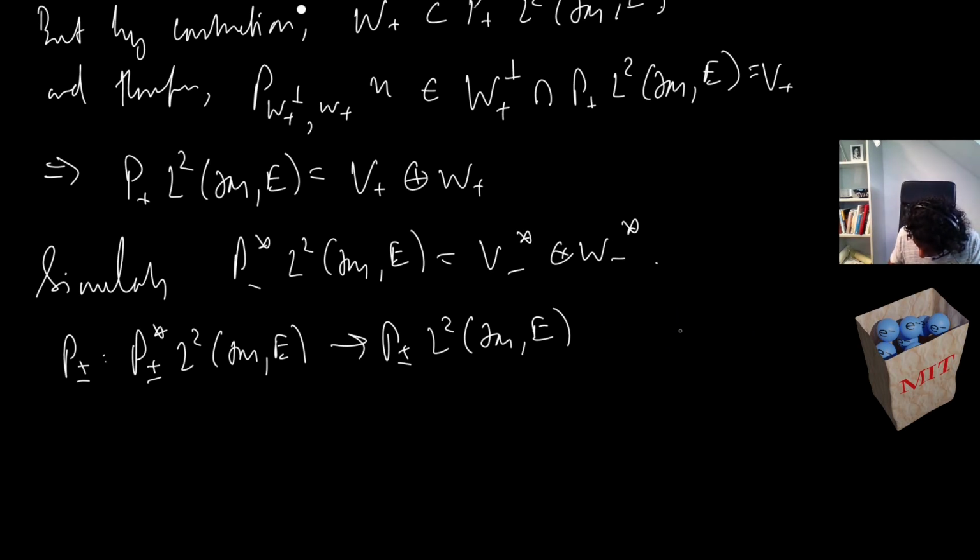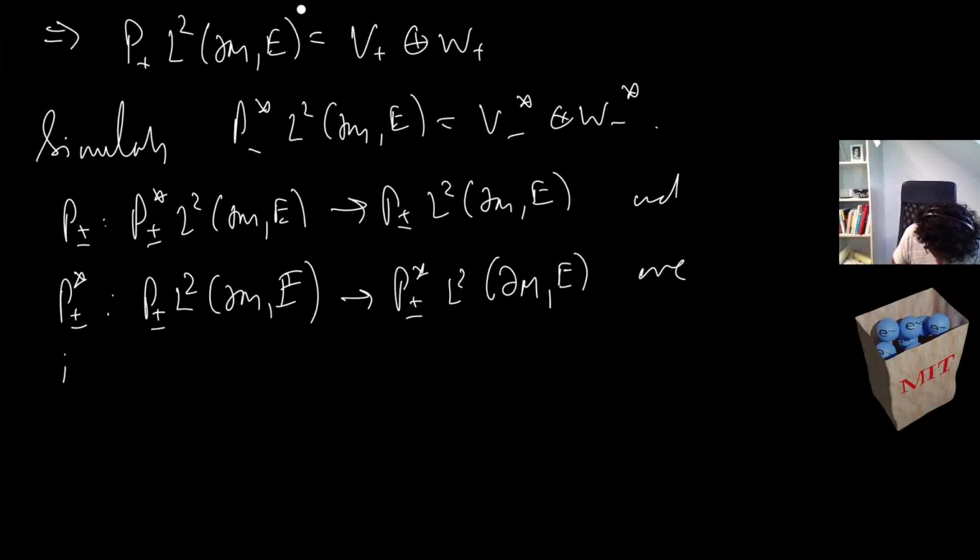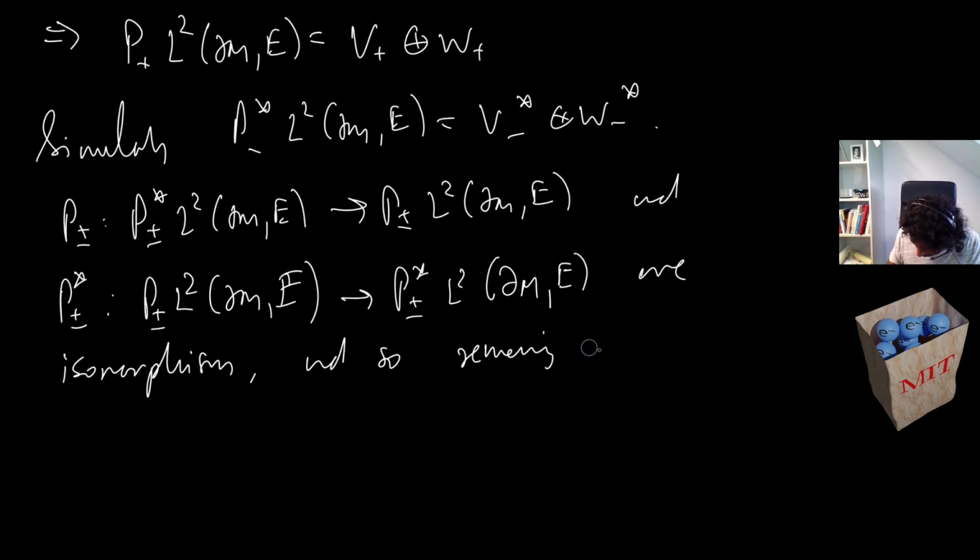So these, and of course the P plus minus star, taking us from P plus minus L2 ME to P plus minus star L2 ME, are isomorphisms, and so the remaining equalities or remaining decompositions hold. So the conclusion follows, I should say.